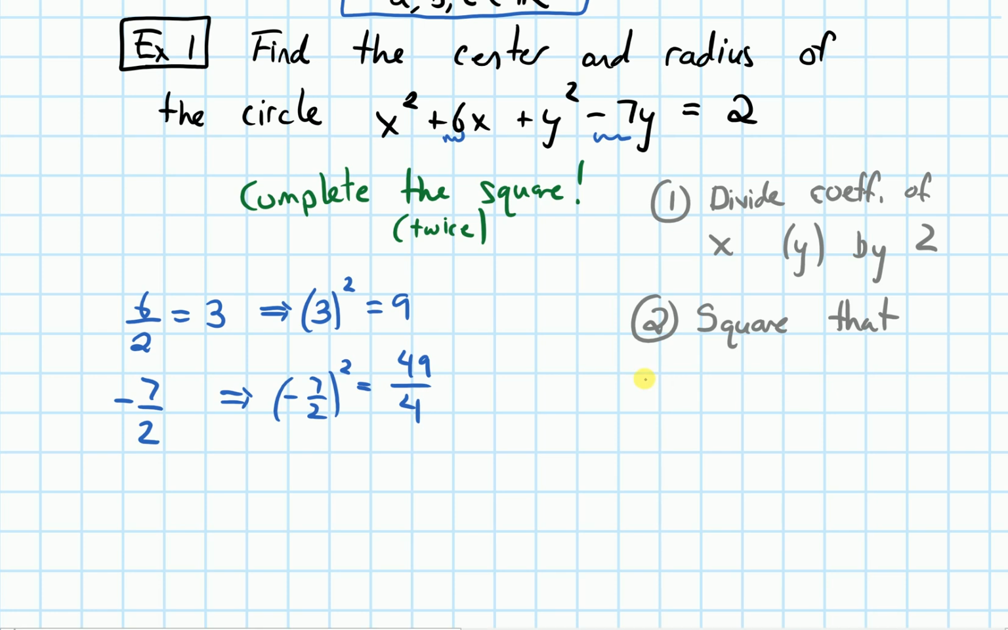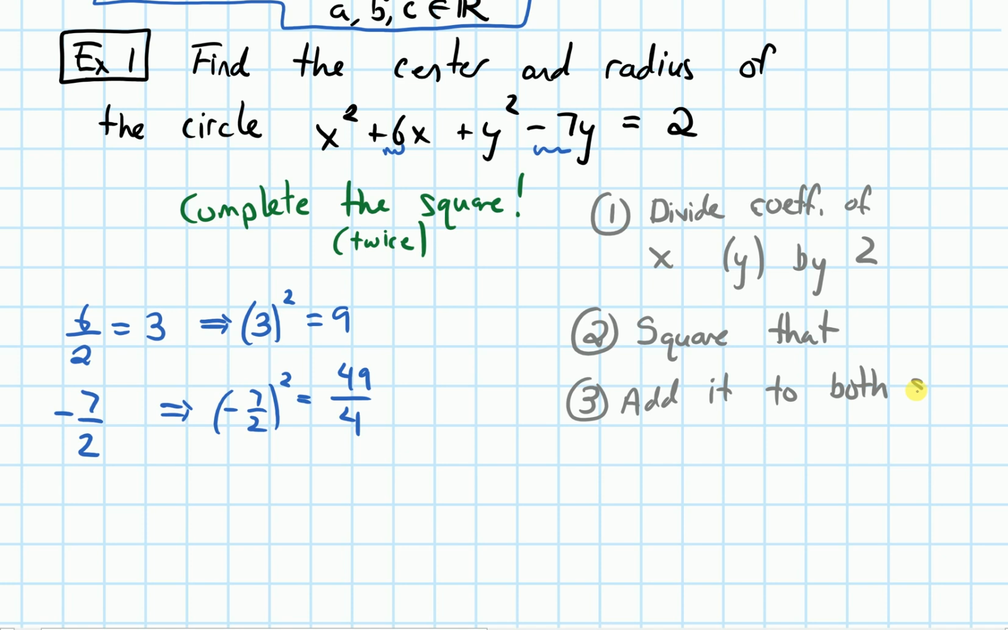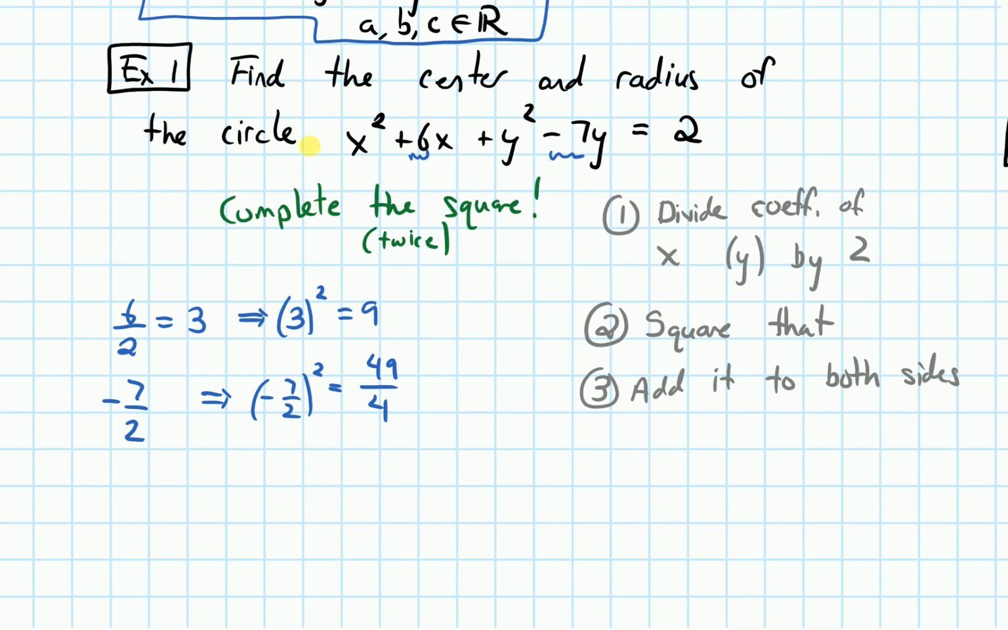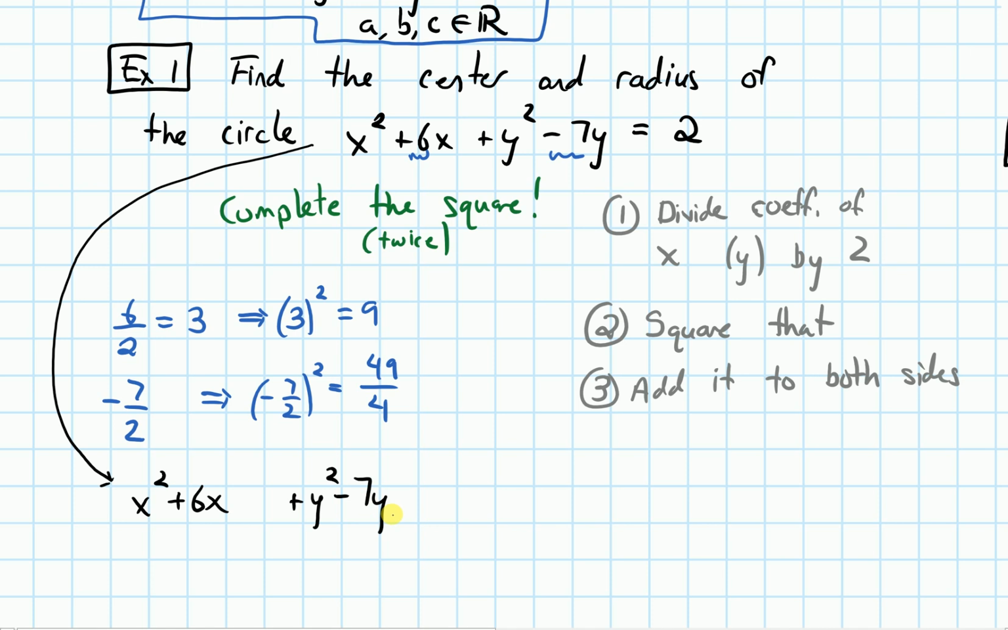So the next step of completing the square is, now we take these numbers and add them to both sides. Let me zoom out a little bit so I can see this whole thing better. So I'm going to take the equation of the circle. We have x squared plus 6x, I'm going to leave a little bit of space, plus y squared minus 7y, leave a little bit of space, and equals 2.